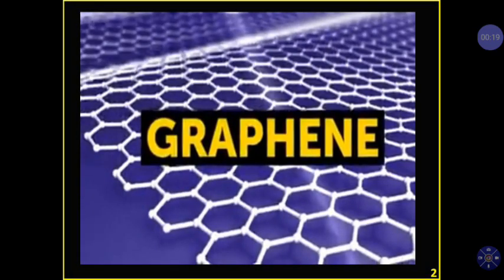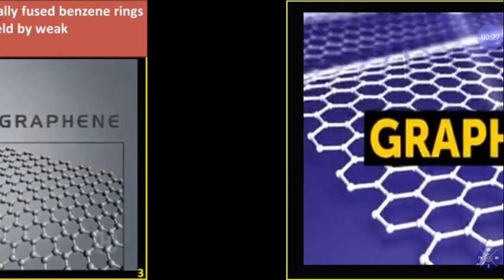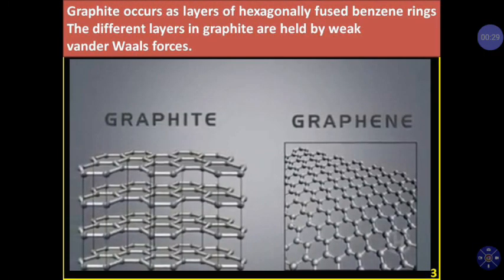In this video, I explain about graphene and its applications. Graphite consists of layers of hexagonally fused benzene rings. Graphite contains many layers as shown in picture. These layers hold together by weak van der Waals forces.